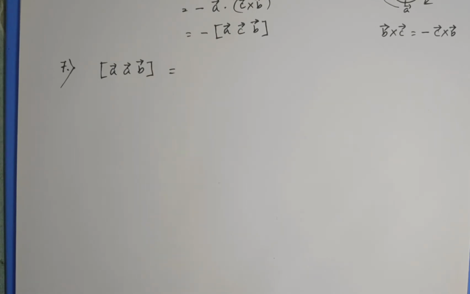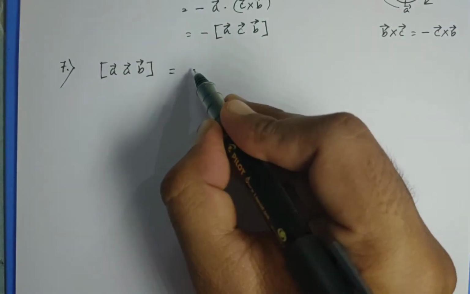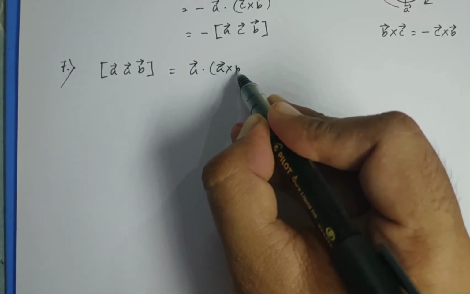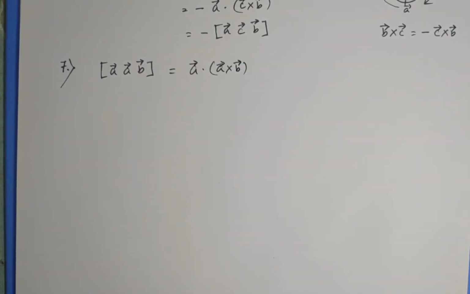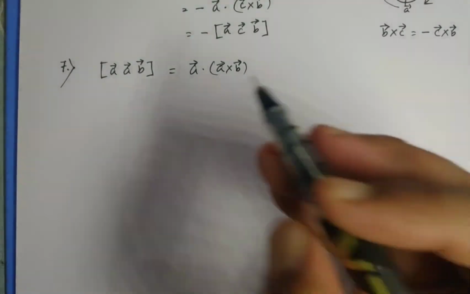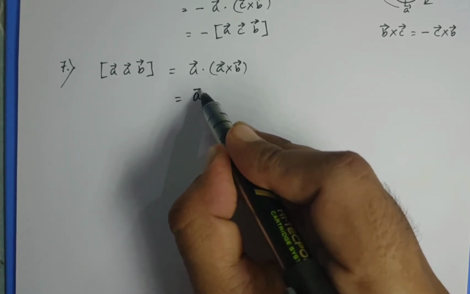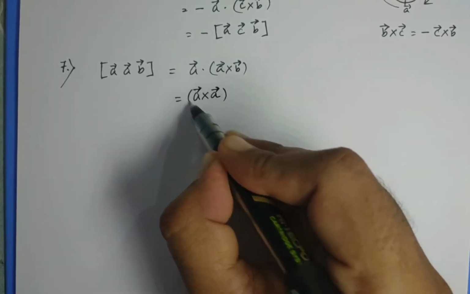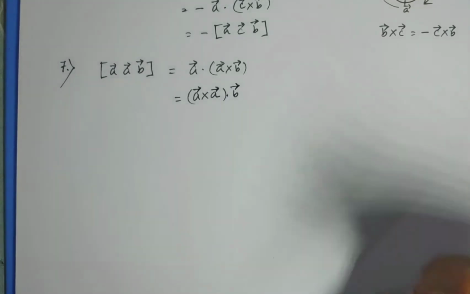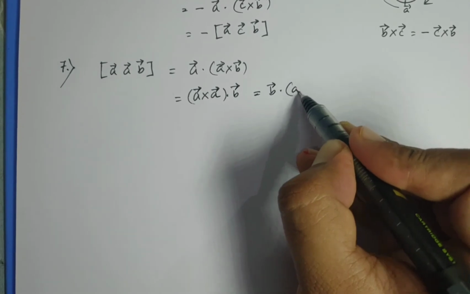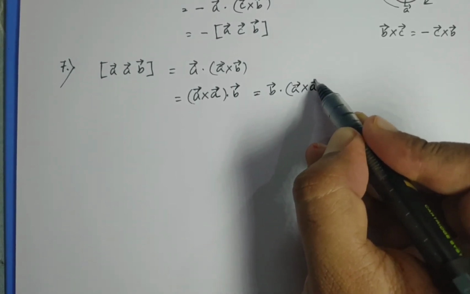Now, I can write the scalar triple product of this one as A dot A cross B. Can I write? Yes. Now, in our observation number 5, we learned that we can interchange the dot and cross, right? So can I write this one as A cross A dot B? Now this is not the normal way to write. The normal way to write is B dot A cross A.